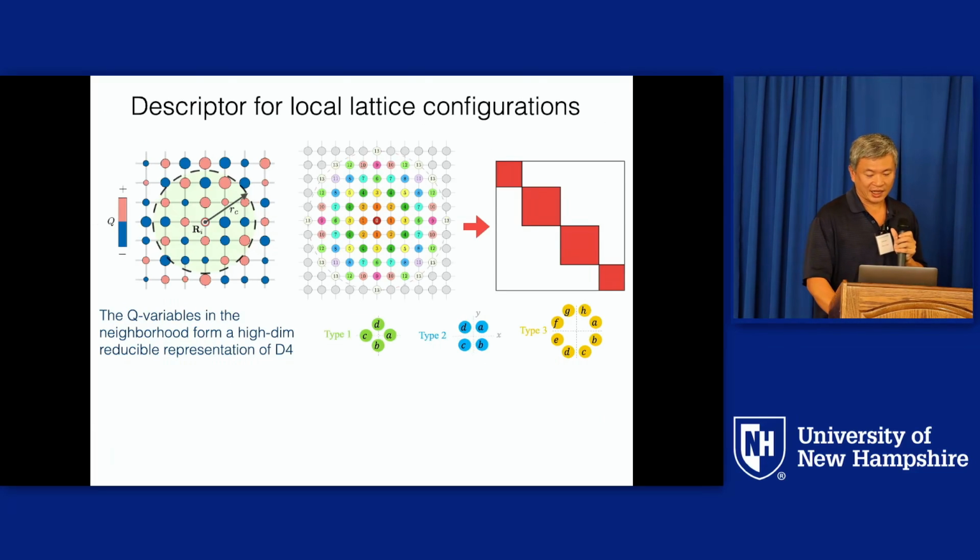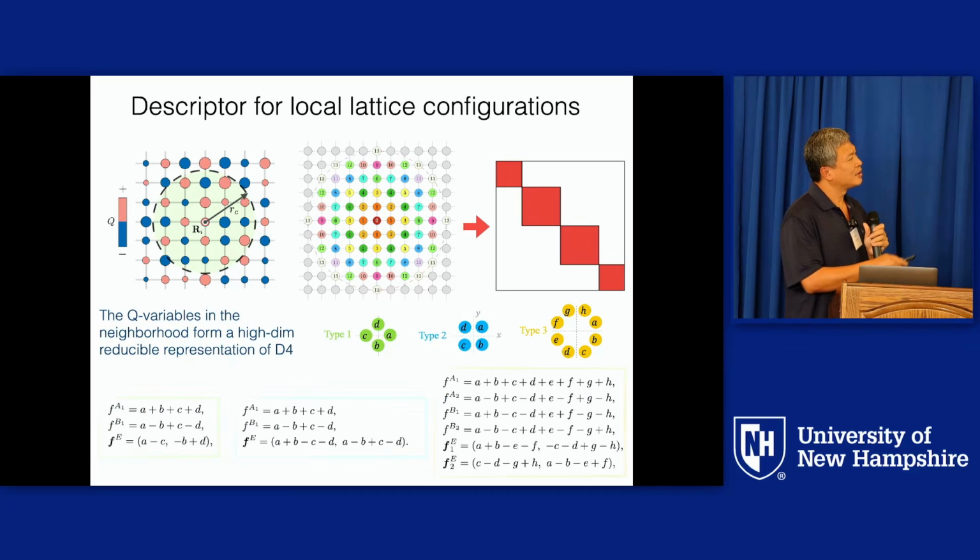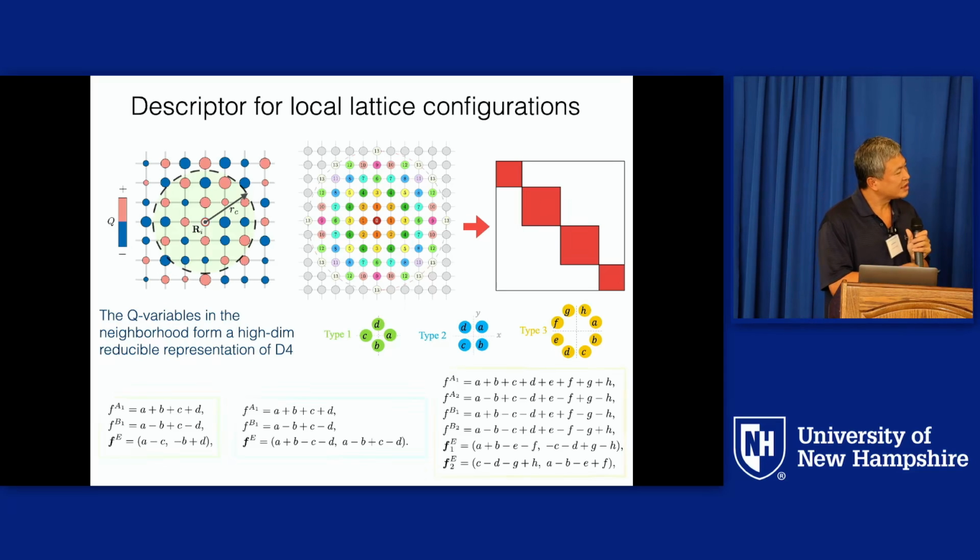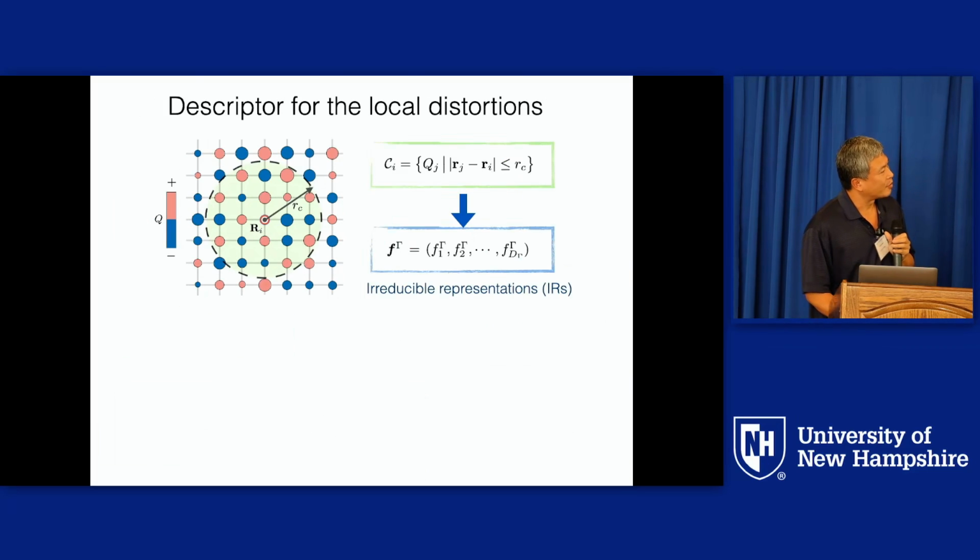Okay, so first we decompose all the Q variables in the neighborhood. They form the high dimensional reducible representation of the default group. And then we do irreducible representation decomposition, and we get all these different kinds of symmetry operations. But these are not symmetry invariant feature variables yet. These are just a linear transformation from the Q variables to these F variables. And what kind of invariant can we get?